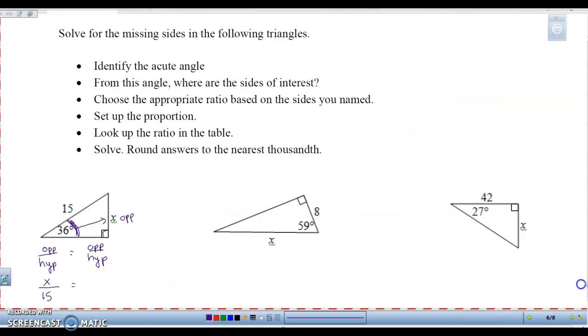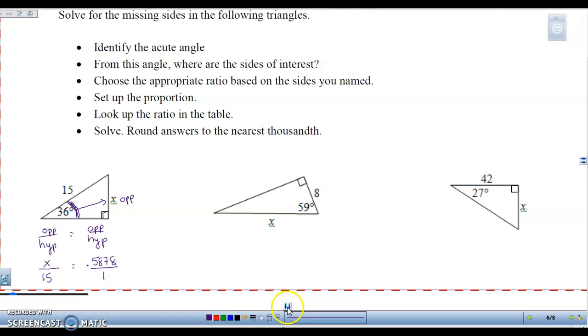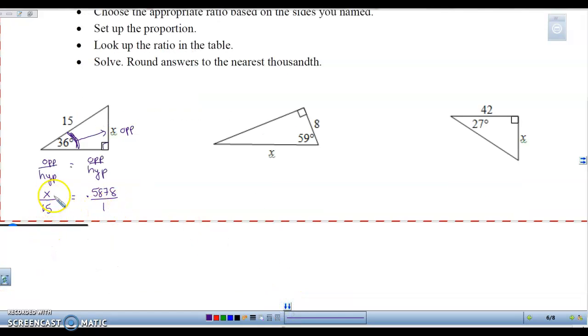So what I do is I set this up as 0.5878. Now technically this is over 1. This is the ratio of a 36-degree angle's opposite and hypotenuse sides in similar triangles. So now that I have my ratio, all I have to do is cross multiply and solve. x times 1 is x, and then I have 15 times 0.5878. So I set up the proportion, I looked up the ratio in the table, and I'm going to solve, and I want to round the answers to the nearest thousandth for this particular one.